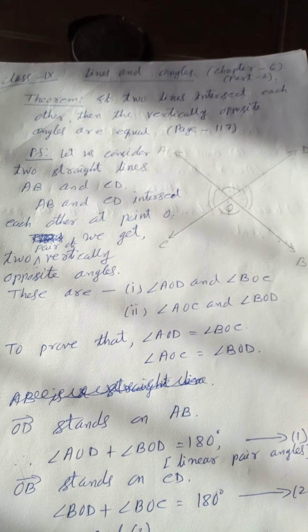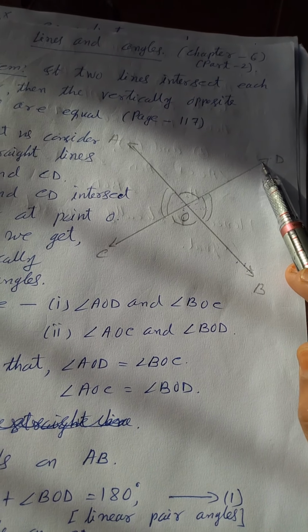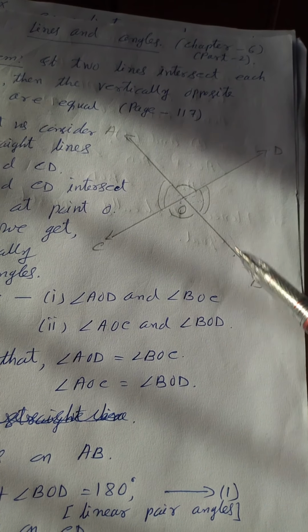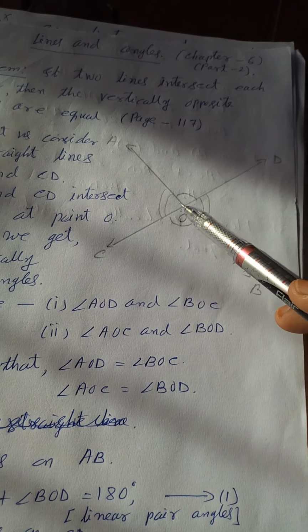Now, how can we prove this? For the proof, we take first this side, this is the ray OD. CD is a straight line, so OD is a ray. Again, AB is a straight line. If we take the OA part, then this one is a ray. If we take the OB part, this also is a ray. If we take OC, this one is also a ray.